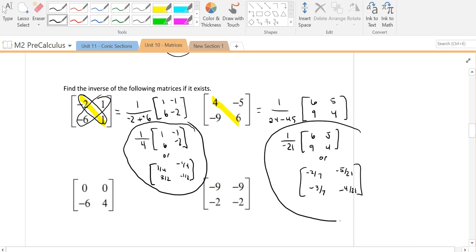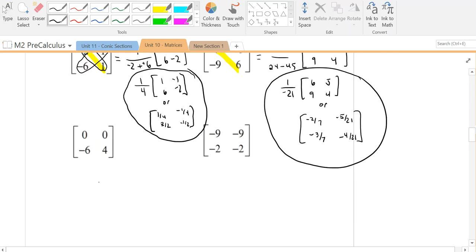So you could have either one of those. All right, so again, I'm going to start by finding my different products. So I'm going to have 0 minus 0. I have a 1 over 0. This one does not have an inverse. So you're going to write no inverse or not invertible.